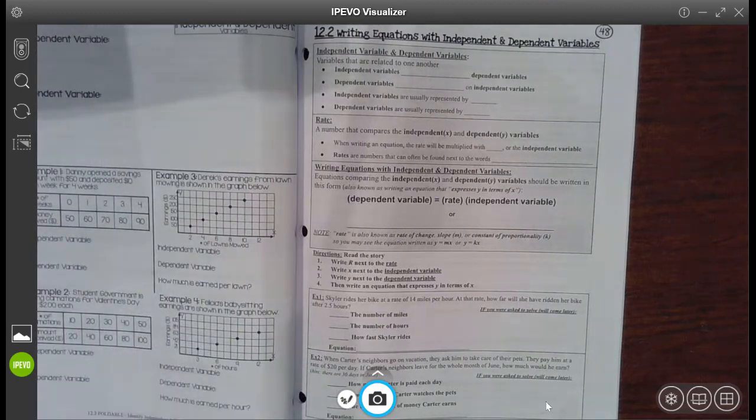And hello, my little mathematicians. Today we're going to write equations with both independent and dependent variables, meaning there's two variables, from stories.